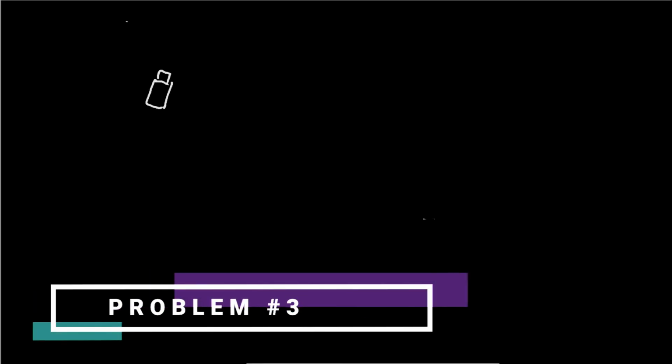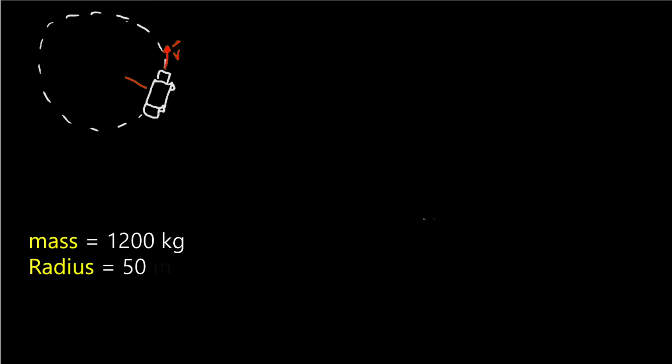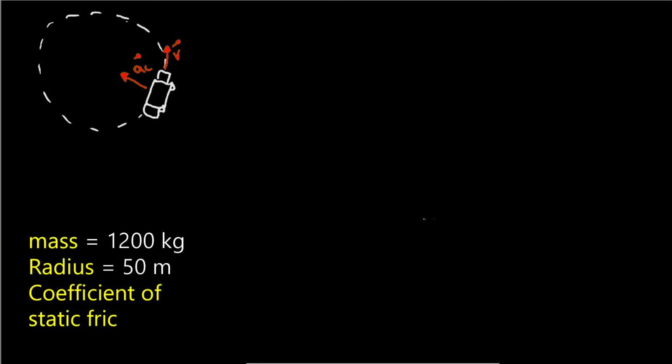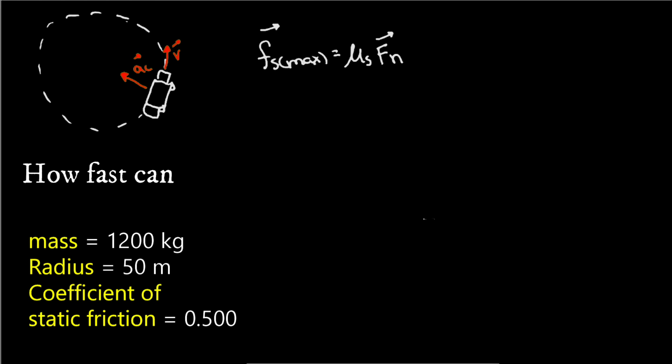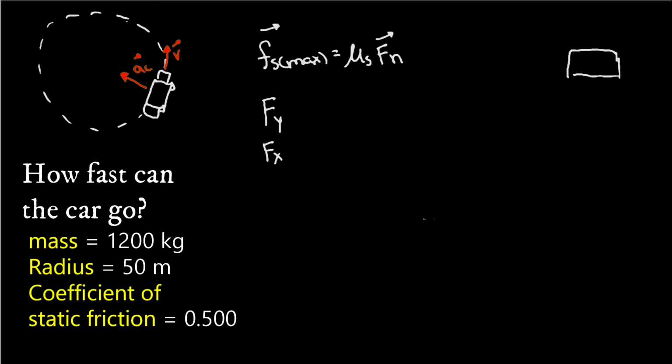Problem number 3. A 1200 kilogram car is moving on a horizontal road going in circles. If the radius is 50 meters and the coefficient of static friction is 0.500, how fast can the car go and make the turn? This problem is a little different. We must also calculate the static friction, but why is that? The force that enables the car to remain in a circular path is the force of static friction. If there was no static friction, like on ice for example, the car would continue on a straight line and slide off the curved road.